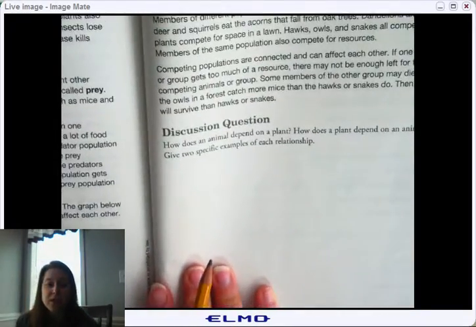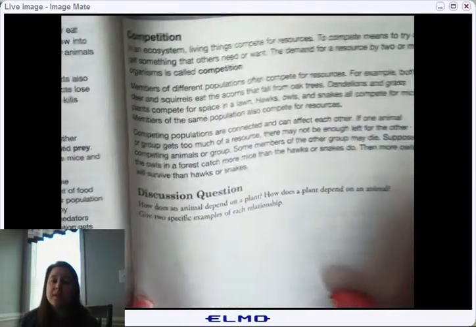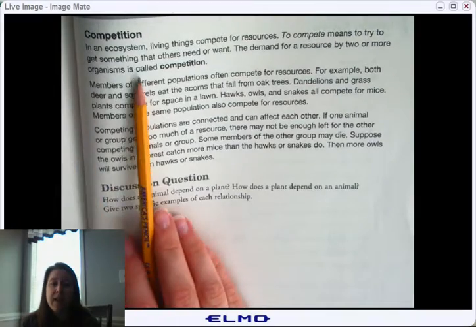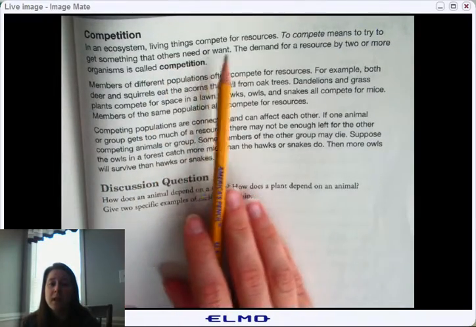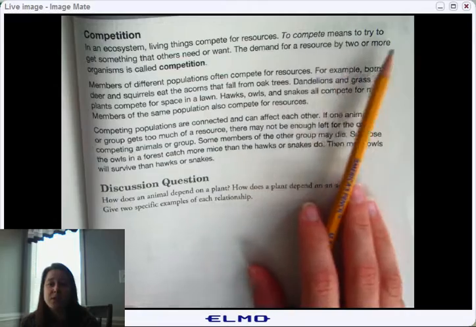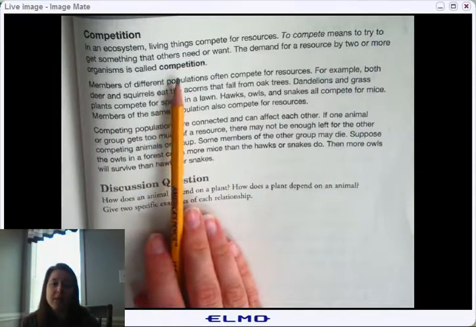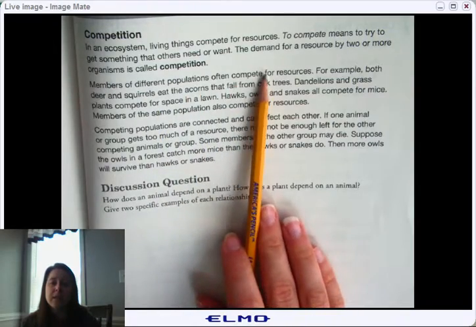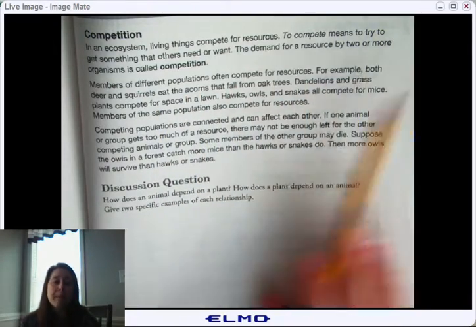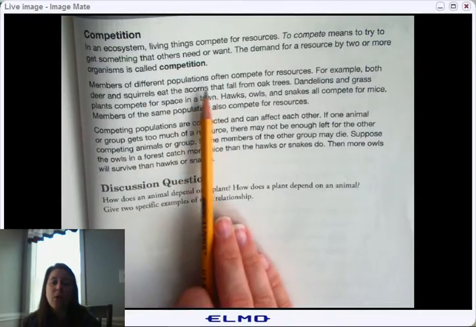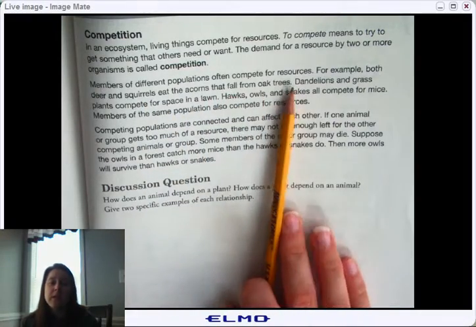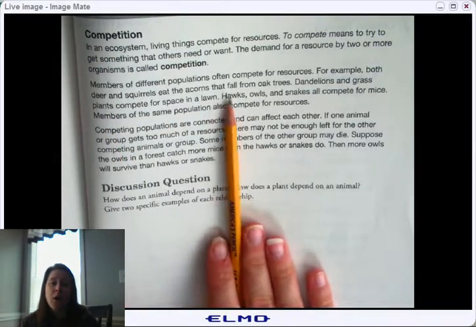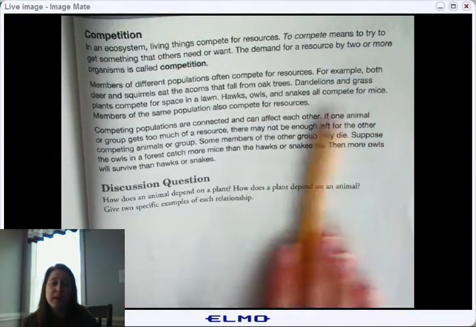Okay. Competition in an ecosystem. Living things compete for resources. To compete means to try to get something that others need or want. The demand for a resource by two or more organisms is called competition. Many members of different populations often compete for resources. For example, both deer and squirrels eat the acorns that fall from oak trees. Dandelions and grass plants compete for space in a lawn. Hawks, owls, and snakes all compete for mice.